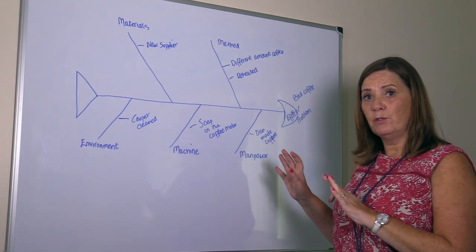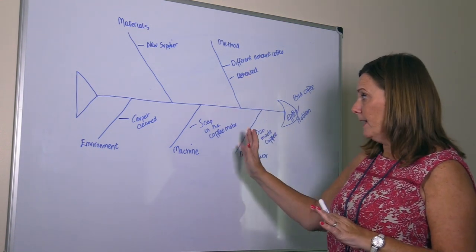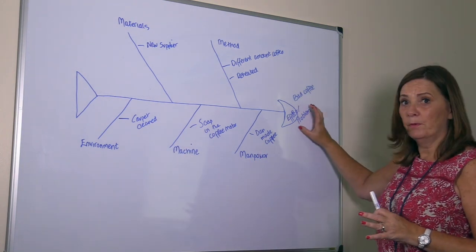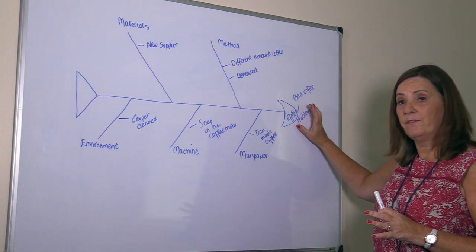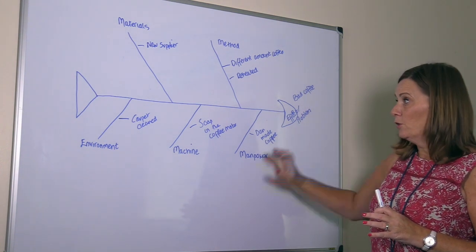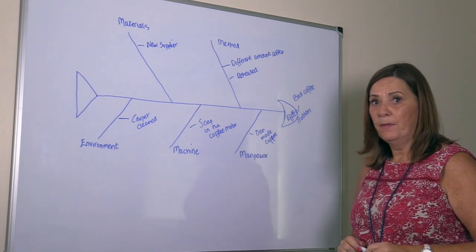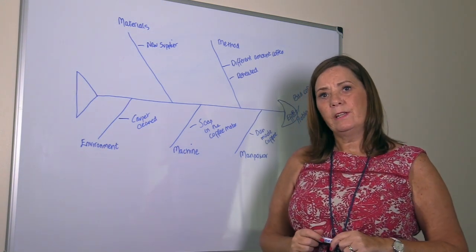But essentially what you want to do is use these 5 categories to break down all the things that contribute to your problem in the head of the fish. So think about all the different things that contribute to make this a problem, and that's where we get cause and effect from.